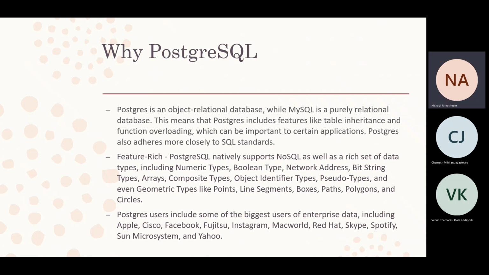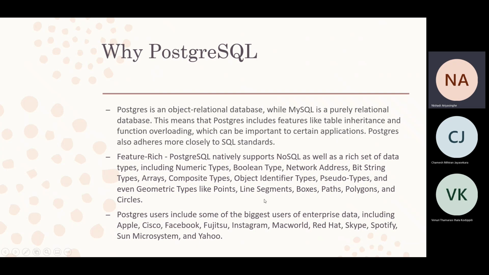PostgreSQL is feature rich. There are a lot of features that you can use in PostgreSQL. It natively supports NoSQL as well as a rich set of data types, including numerical types, Boolean types, network addresses, bit string types, arrays, composite types, object identifier types, pseudotypes, and even geometric types like points, lines, segments, boxes, paths, polygons, and circles. So you can see here there are a lot of data types which can be used in PostgreSQL.